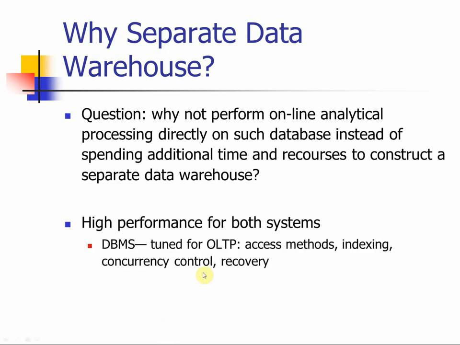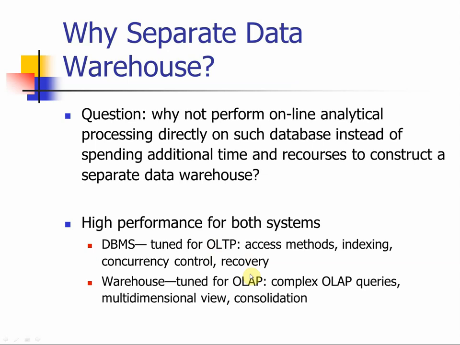The DBMS side for OLTP has its access methods, indexing, concurrency control, etc., as well as recovery operations. Those are the important key things for OLTP, but not for OLAP or the data warehouse. And that's why separating the two can maintain the performance on both sides, and that is what we want, and that's why we want to keep them separated.